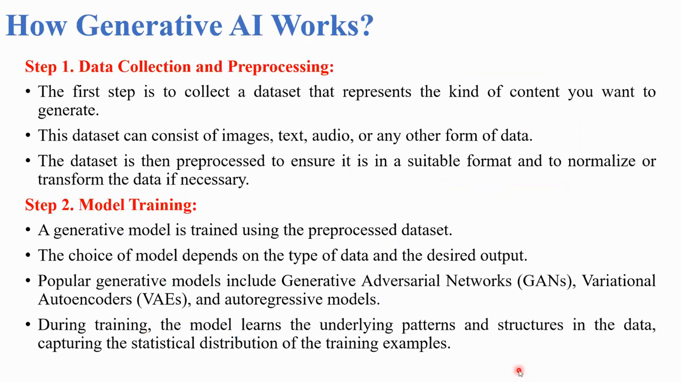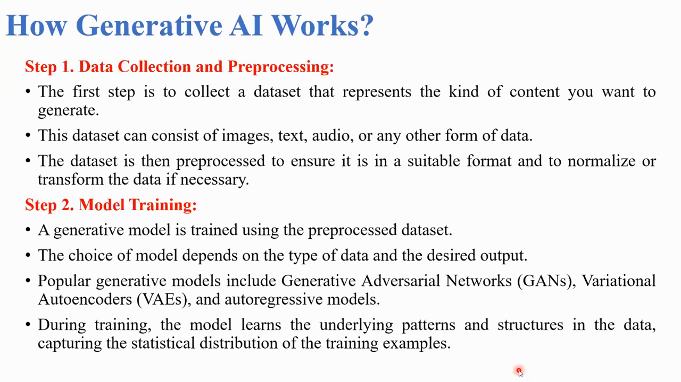Now we will see how this generative AI works. We have 5 steps, as every model follows. First is data collection and pre-processing. You have to collect your data. Don't misunderstand that it will generate data directly. Only if you have some basic data set, it will generate the data. Without a data set, you cannot do generative AI.